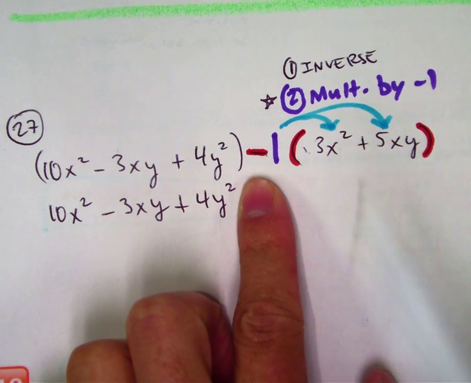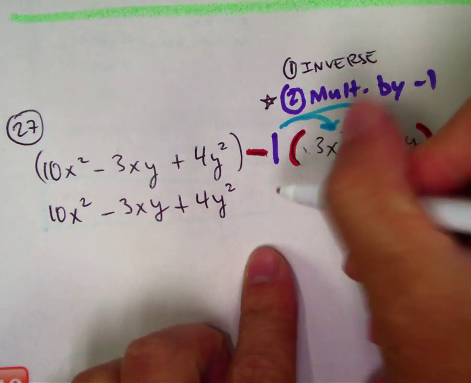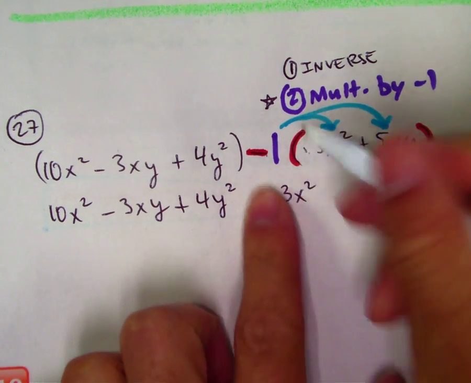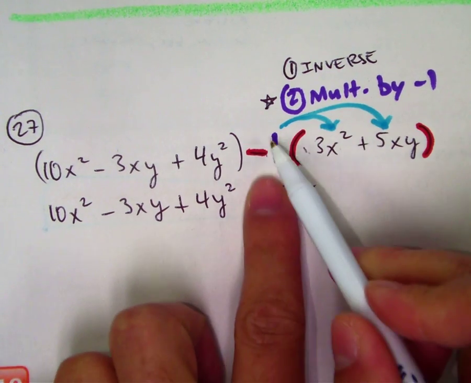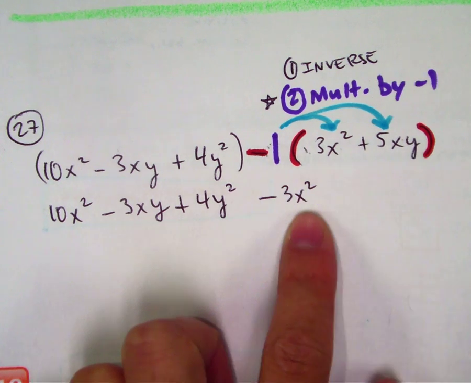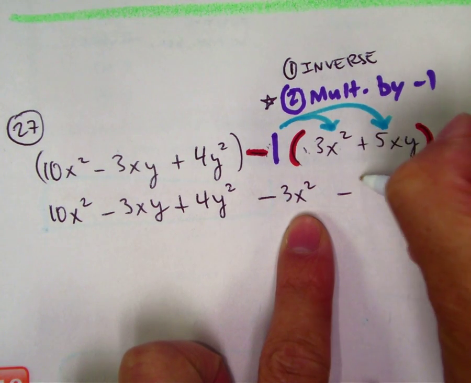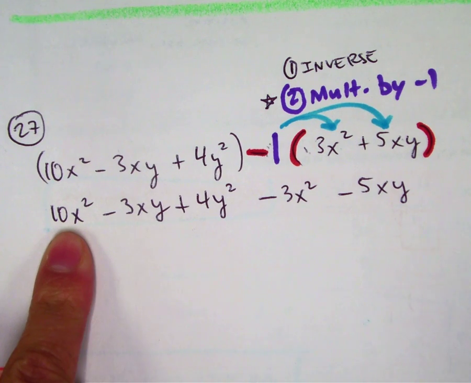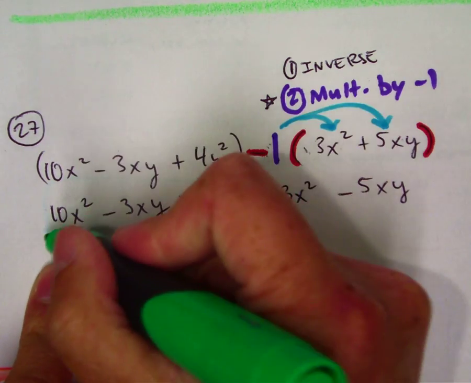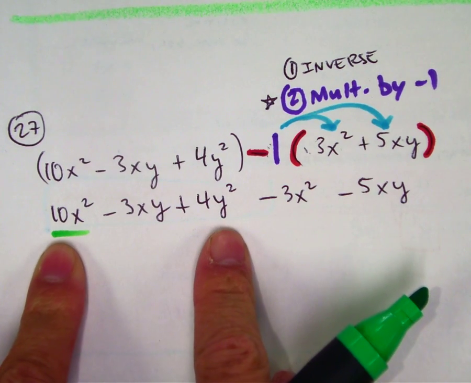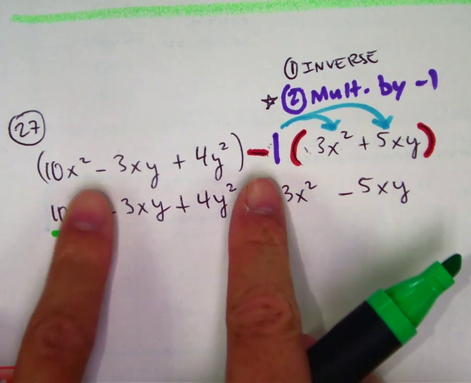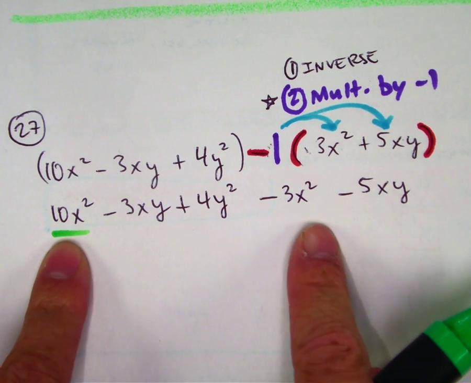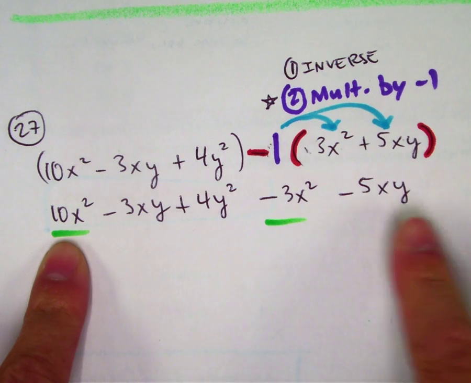Class, what's negative 1 times 3x squared? Negative times a positive, this becomes a negative. Negative 1 times a 5xy? Negative 5xy. Class, are these two like terms? No. Yes or no, these two? Although it has a power of 2, it doesn't have the same base. How about here? Yes. And these two? No.